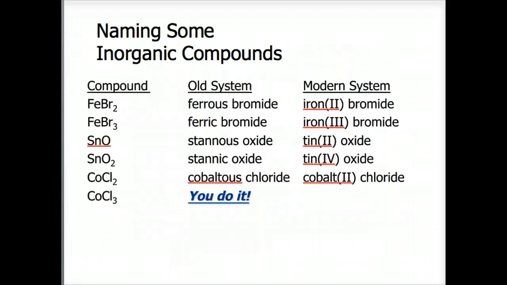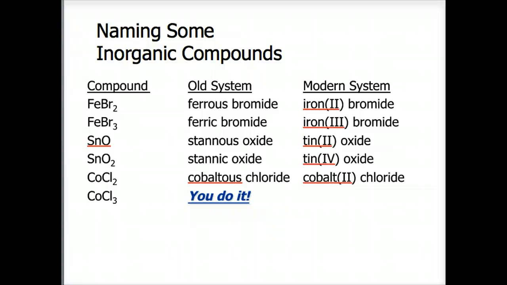For example, right here, there are two ways that you can have iron bromide: the +2 iron or a +3 iron that reacts with bromine. In the old system, those would be ferrous or ferric bromide. But really, it's easier just to say iron 2 bromide or iron 3 bromide. Tin is Sn. Stannous oxide or stannic oxide for tin with a +2 or a +4 on the tin. It's really easier to say tin 2 or tin 4 oxide.